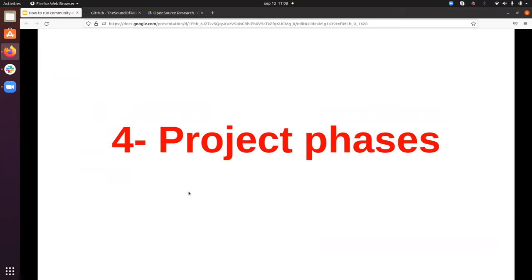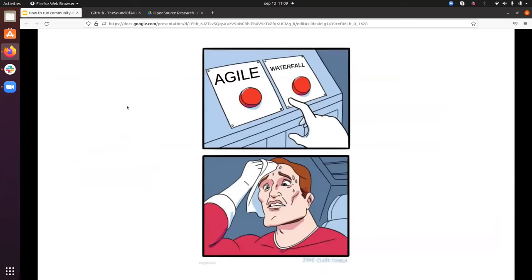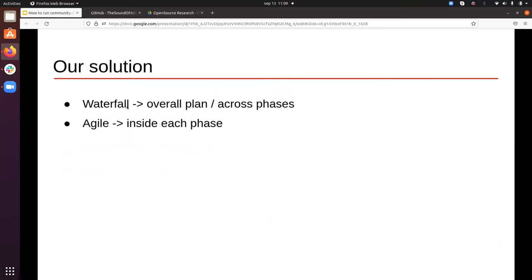Okay, so let's go to the different project phases. We divided the project into different phases and we had some planning requirements. First of all, we wanted to account for both research and development. We wanted something flexible enough to change things in due course, but at the same time, a clear step-by-step plan because it's a lot of people to organize. So should we go agile? Should we go waterfall? Well, we decided to do both. We went waterfall in that we created an overall plan with a lot of different phases that would give a structure, but at the same time, we used agile within each of the phases so that we had enough flexibility to change things in due course.